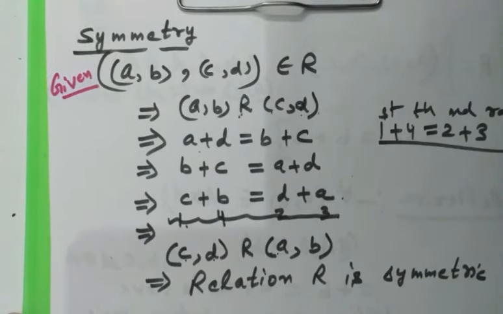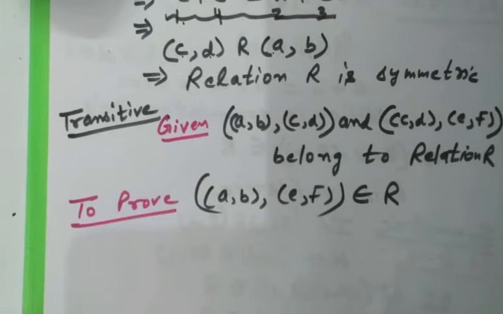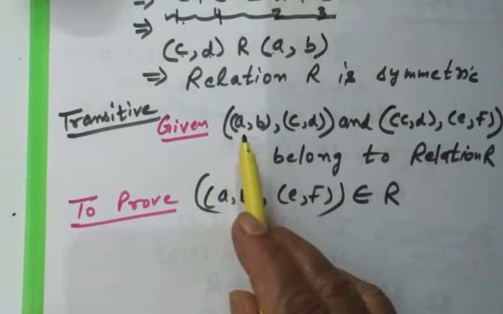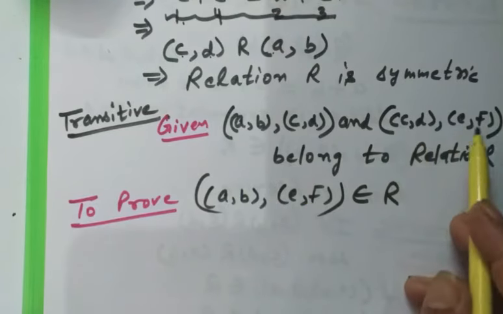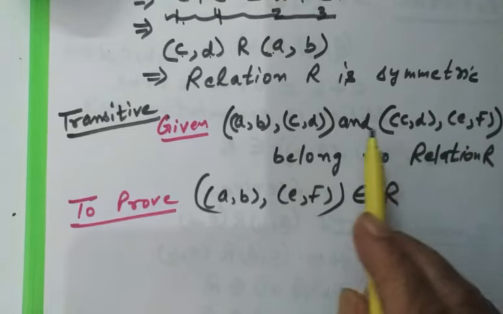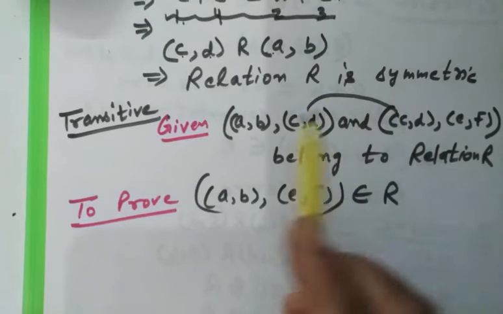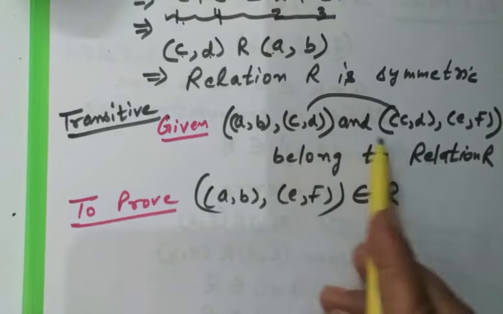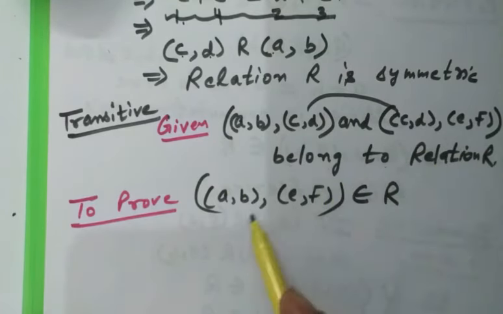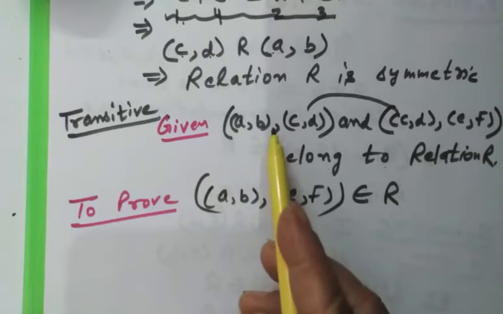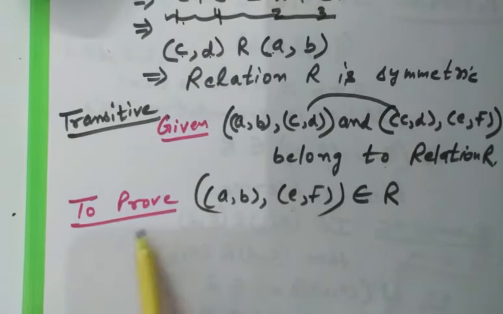Now we have to prove it to be transitive. To prove transitivity, we have to prove that if it is given to us that the fourth tuples ABCD and CDEF, that is, two ordered pairs of ordered pairs such that the second element of the first is equal to the first element of the second, belong to the relation R, then the transitive ordered pair ABEF should also belong to R. So if it is given that ABCD and CDEF belong to R, then you have to prove that ABEF also belongs to R.